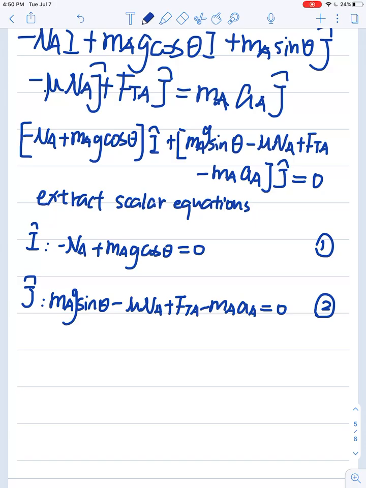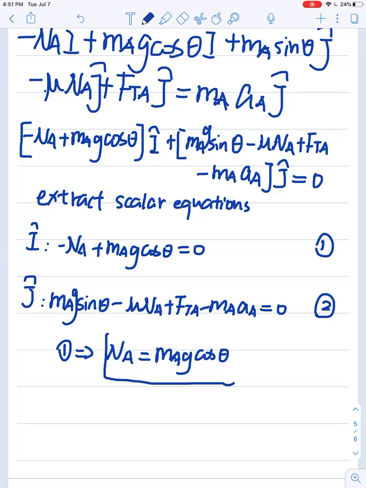Now, once you end up with some scalar equations, you can start to solve for unknowns. And if we just look at these two equations, let's start with equation 1. What we will end up with from equation 1 is we can find out what this NA is. NA is the normal force of block A, which is the first unknown we try to find. NA is MA g cosine theta. That's one of the answers.